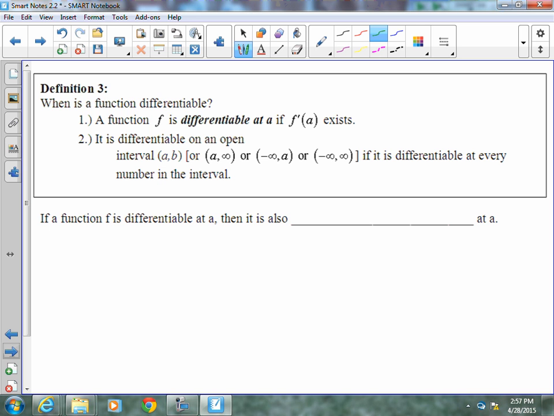So, if a function is differentiable at a, then it is also continuous. So if you look at a graph and you see that it's not continuous, then it's not going to be differentiable. But some things that are continuous are also not differentiable. We'll get to that in a little bit.